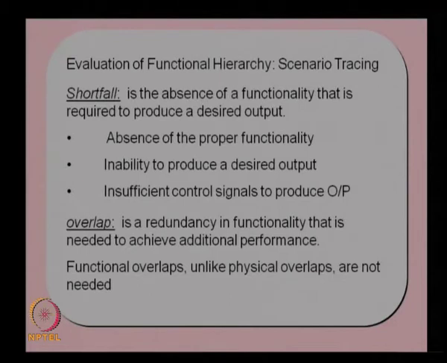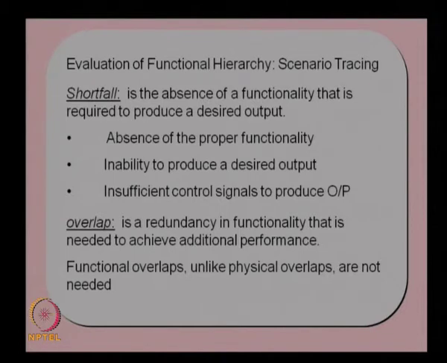So we know that there is an input and there is an output, and when we go through the scenario we see that there is one function missing which actually converts an input to output. That absence of the functionality can be identified, and this is known as the shortfall of functions, or an inability to produce a desired output, or the functions identified cannot produce the output which you actually want, or insufficient control signals to produce the output, meaning the control signals provided are not sufficient to produce the output. So these are known as shortfalls in the functional hierarchy. So we use these diagrams to find out whether there is any shortfall in the functions we identified.